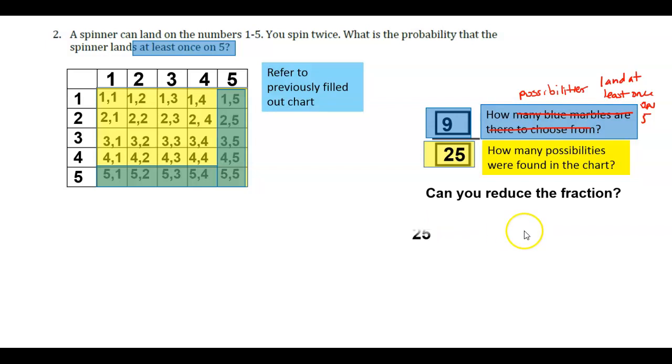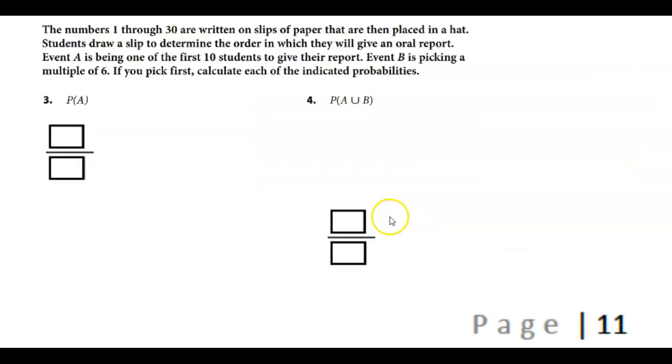Yes, can we reduce it though? I don't think so, because 9 times what gets you 9? And 25 times what gets you 25? Oh, yeah. Well, I guess that's as good as it gets. Again, not saying that you have to reduce every fraction. This is correct, and actually we couldn't reduce that fraction, so that's fine too. All right, we'll come back on the next video to finish out the rest.